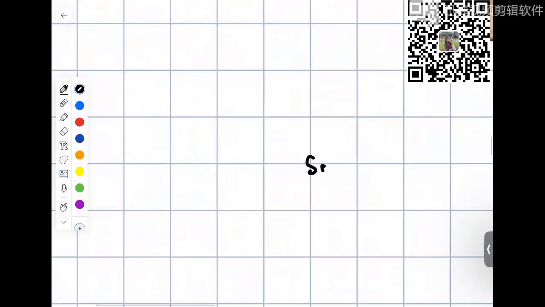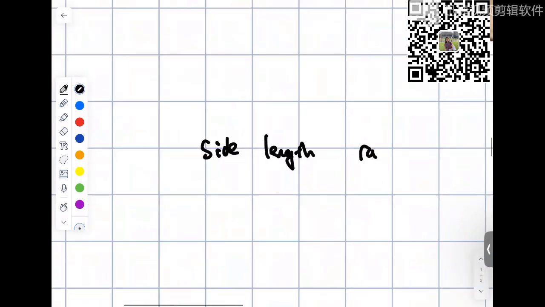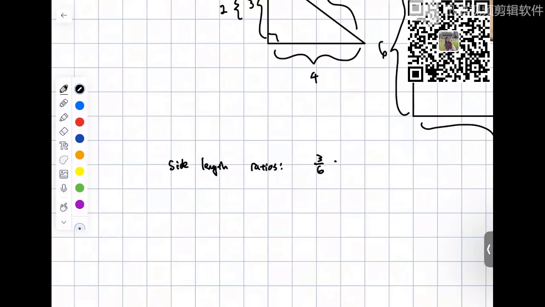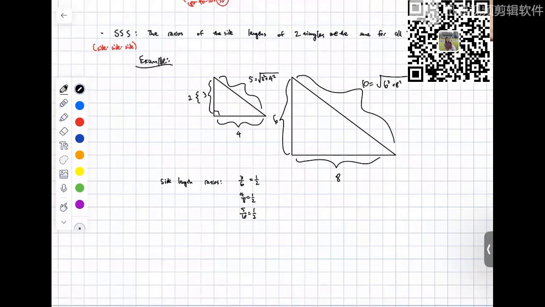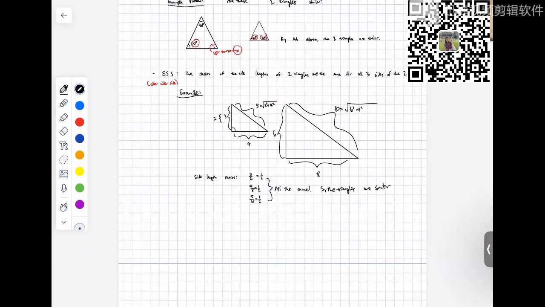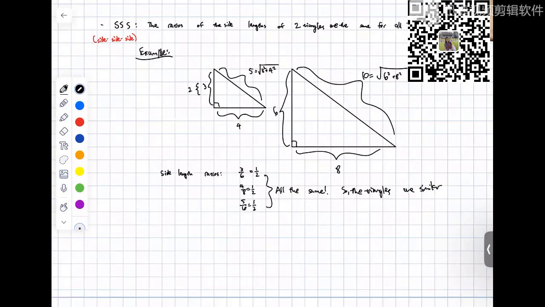So now you can look at the ratios. You see that 3 over 6 equals 1/2, 4 over 8 equals 1/2, and 5 over 10 equals 1/2, right? And these are all the same. So the triangles are similar. Does this make sense? You look at the side length of the smaller triangle and the corresponding side length of the bigger triangle. So for example, 3 to 6, 4 to 8, 5 to 10.